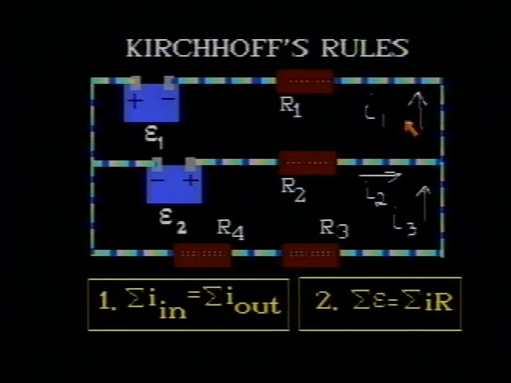The next thing we're going to do is apply the first rule that the sum of the currents into a branch point, say this branch point, is equal to the sum of the currents out. Well, going into that branch point is the current I2 and the current I3. Let's write the rule for that. I2 and I3 go in. The sum of them is equal to what comes out, which is the current I1.